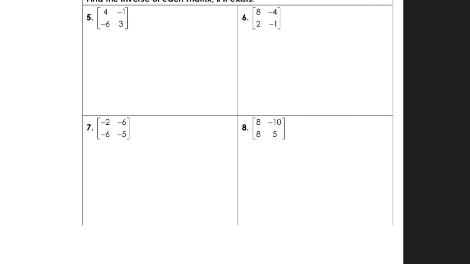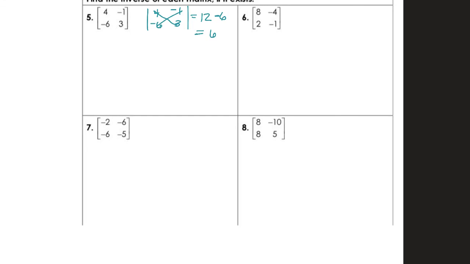Always find the determinant. So now we're back to a 2 by 2. So the determinant here, remember you have 4, negative 6, negative 1, 3. We said down, so that's going to be 12, minus up, so that's going to be a positive 6. So that determinant is going to be 6. So it's non-zero, so you do have an inverse. We're going to go find it.